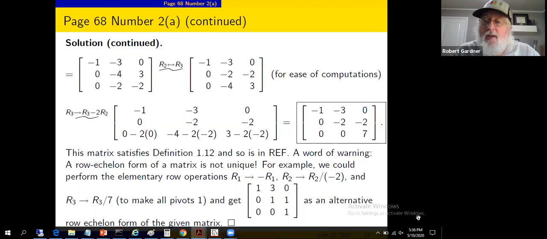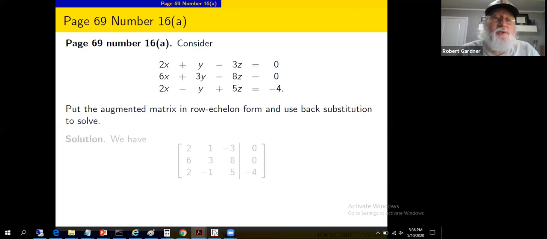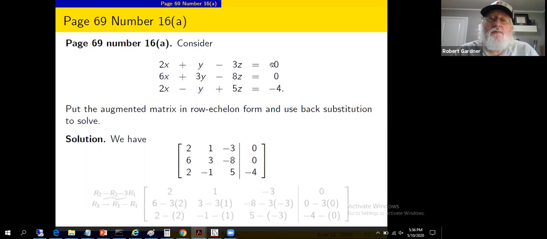And let's see, I want to do another example. Yeah, let's look at this system of equations. Let's solve this. This one's out of the book. It's our first one out of Fraley and Beauregard. Put the augmented matrix in row echelon form. Use back substitution to solve it. Okay. Here's the augmented matrix associated with it. Coefficients, right-hand sides of equations, augmentation bar.